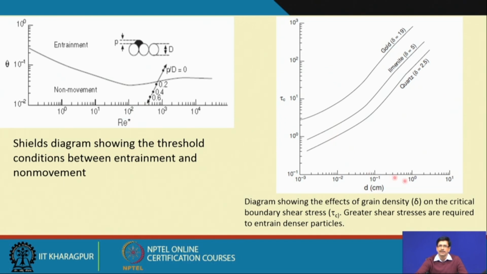And then this diagram shows the critical shear stress that's required for the entrainment, and it very much depends on the density of the particle. So gold is around 19, ilmenite is 5, quartz is 2.5, and we see that the critical shear stress is more, and this is the diameter. The larger the diameter, the more the shear stress, and the higher the density, the more shear stress is required to get the particle entrained in any flow condition.